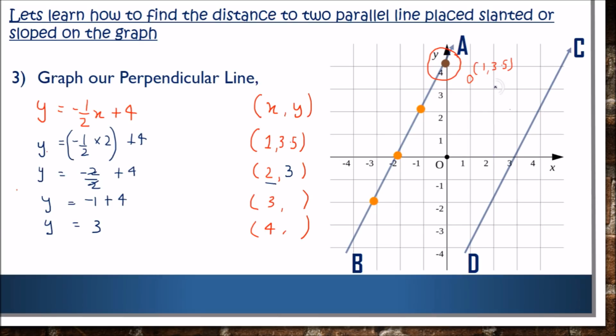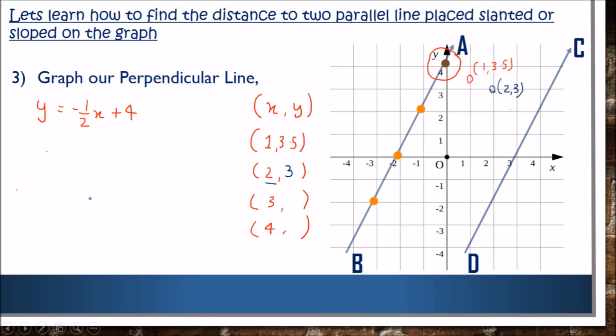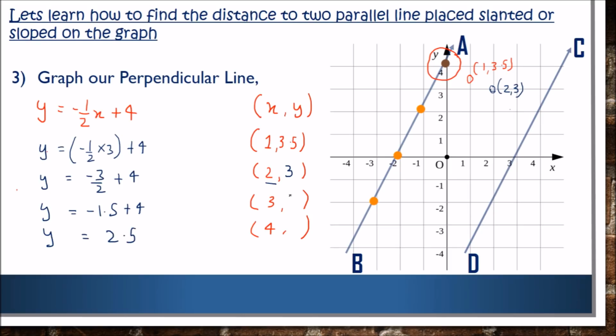So this is our point, and at this point, x is 2 and y is 3. Now let's plug in our third x coordinate, which is 3, and find out the value of y. So y is equal to minus 1 over 2 times 3 plus 4. So y is equal to minus 3 divided by 2 plus 4. So y will be minus 1.5 plus 4. So y will be 2.5. So when x is 3, y is 2.5.